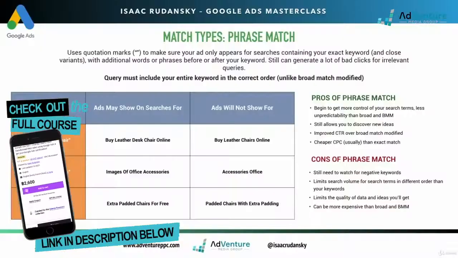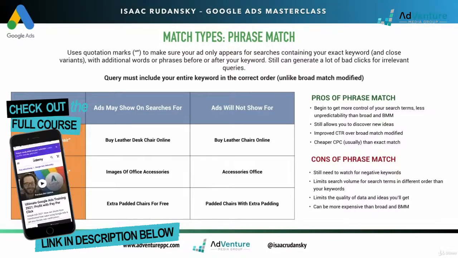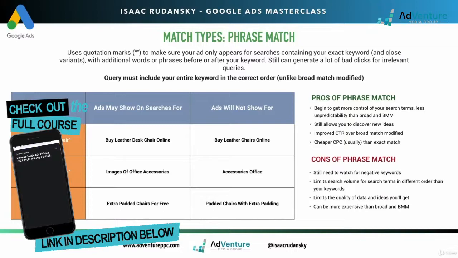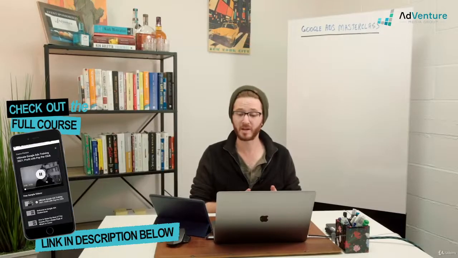In this lecture, we're going to talk about phrase match. Phrase match uses quotation marks to make sure your ad only appears for searches containing your exact keyword and close variants, with additional words or phrases potentially before or after your keyword. It can still generate a lot of bad clicks for irrelevant queries, but you're getting much closer to getting real control over which search terms are triggering your keywords.